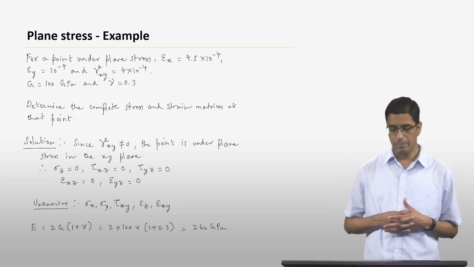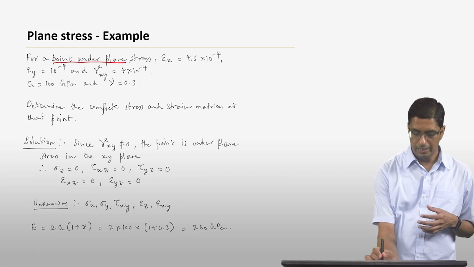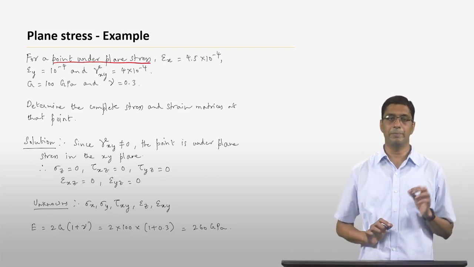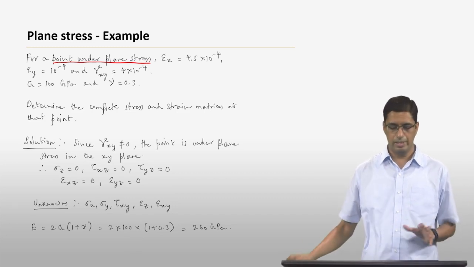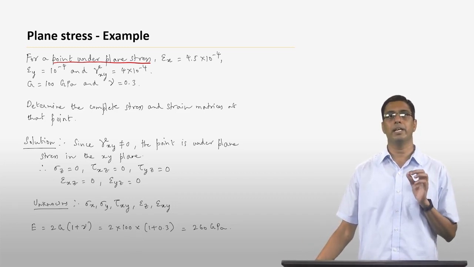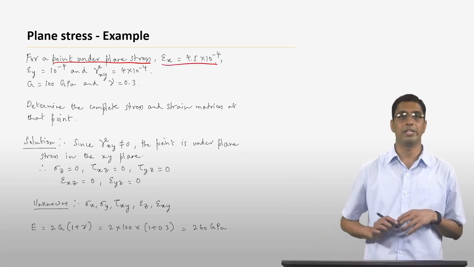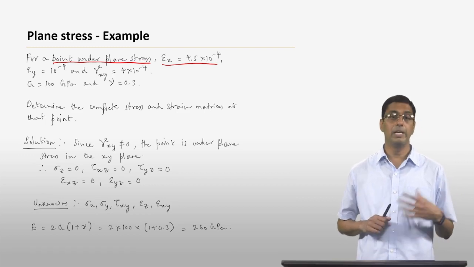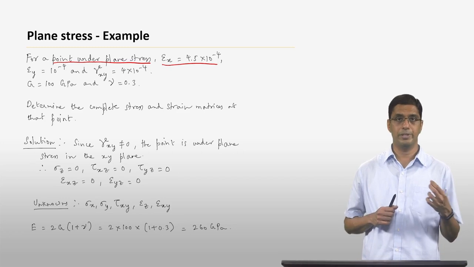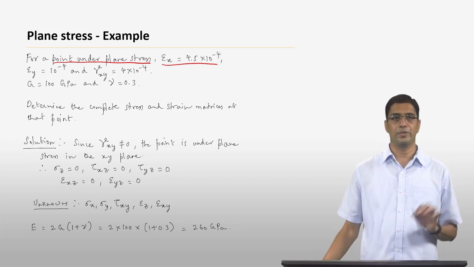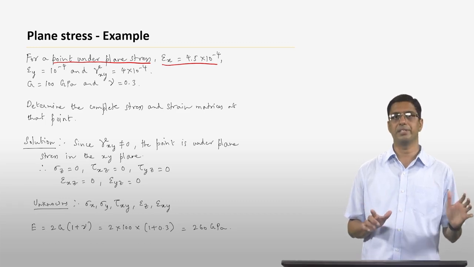In this problem you are given that the point is under plane stress condition. That is something that you must keep in mind because it is information that we have to use to solve the problem. It is also given that epsilon x at that point is 4.5 into 10 to the minus 4, epsilon y is 10 to the minus 4, and gamma xy is 4 into 10 to the minus 4. Note that this is strain, so it has no units. Strain is a unitless quantity.